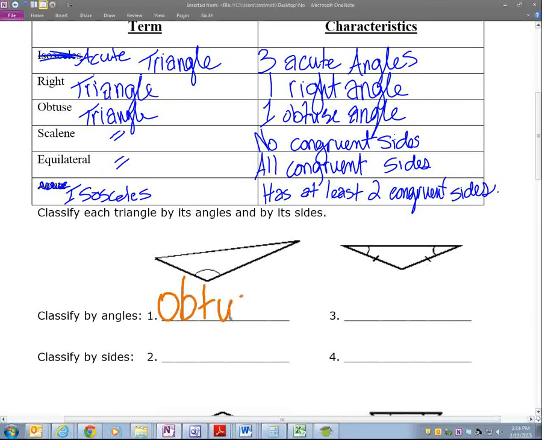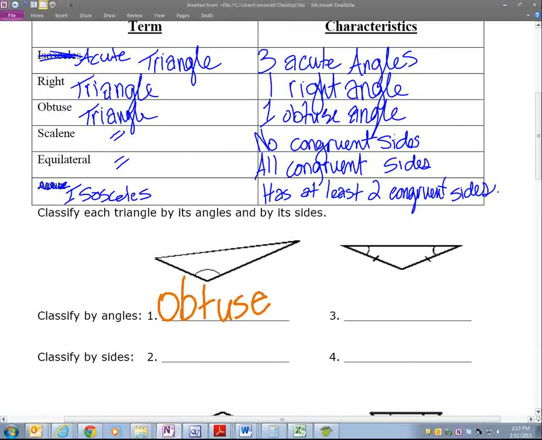Obtuse. It is an obtuse triangle. Then if I was going to classify it by its sides, number 2, good luck. What would I say, Sydney? How many different sides does it have?